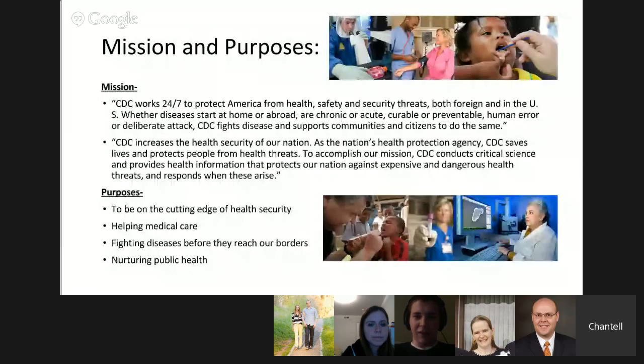Anything, and it's to prevent attacks. That's part of their mission, or what have you, spread of disease. Another thing that's part of their mission is they want to keep us healthy too, just to save lives and protect people from any kind of threat to their health. And so with their mission as their purposes, which are to be on the cutting edge of health security, which was described, help medical care improve, fighting diseases before they reach us, and nurturing public health in general.